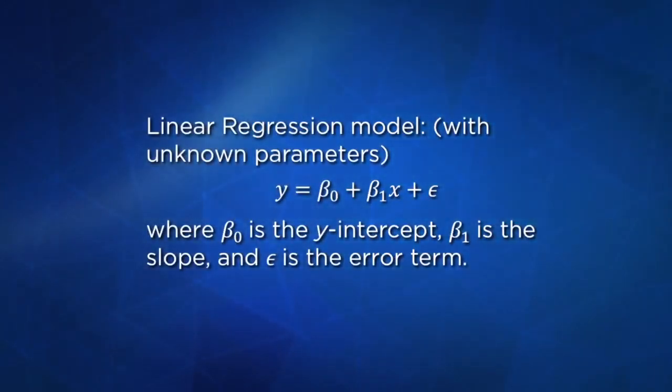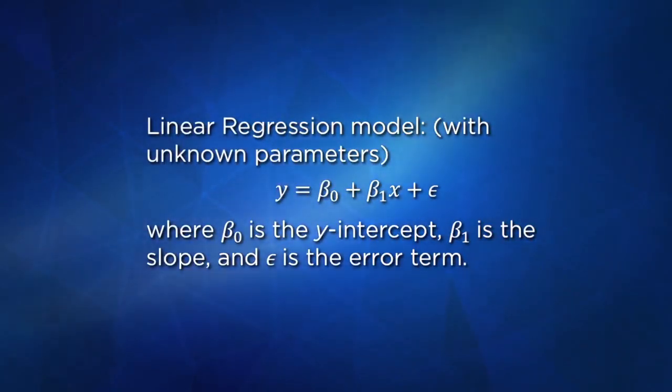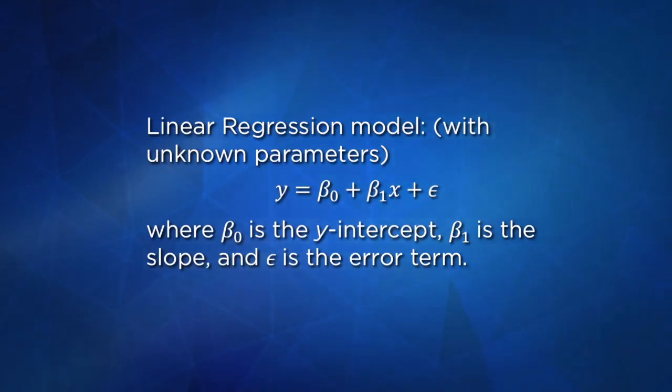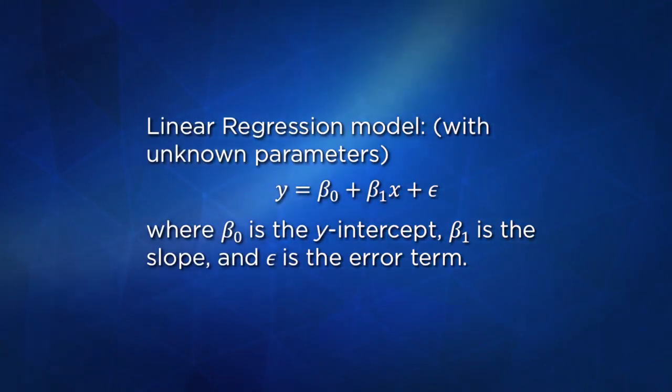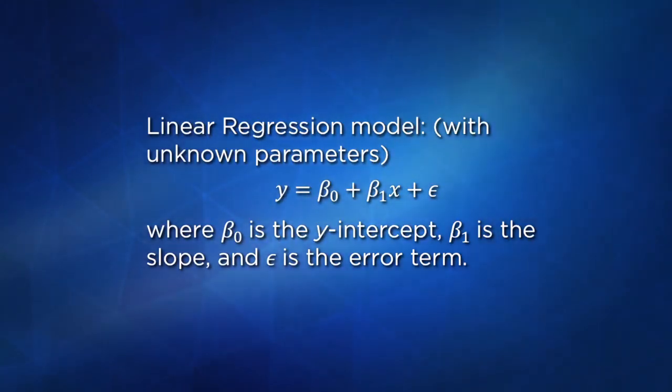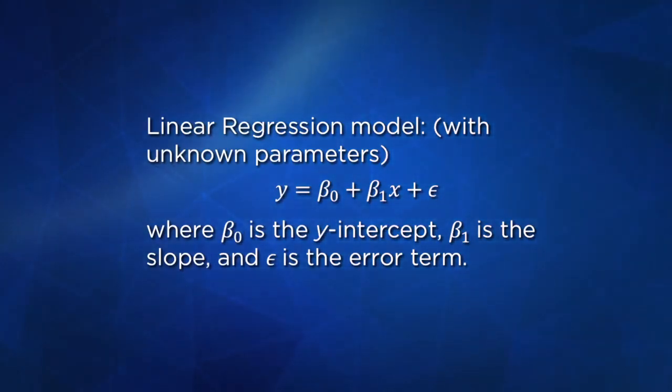Now, here's what our linear regression model looks like. And remember, our parameters are unknown. These are population parameters. So we set y equal to beta naught plus beta 1 times x plus epsilon. Now, this beta naught is the y-intercept term, beta 1 is the slope, and epsilon is the error term.